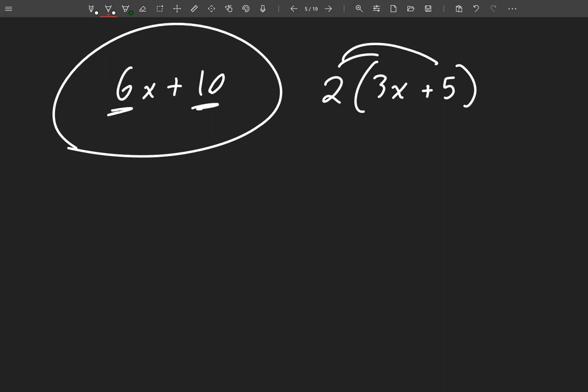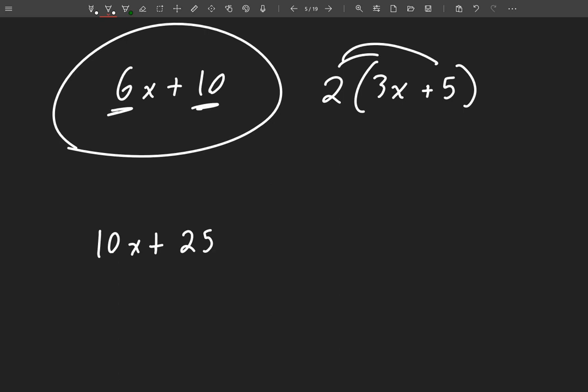Let's do 10x plus, I don't know, 25. All right, you try this one real quick. Okay, same concept. You can't just stick a 10 out front because then you'd be dividing 25 by 10.